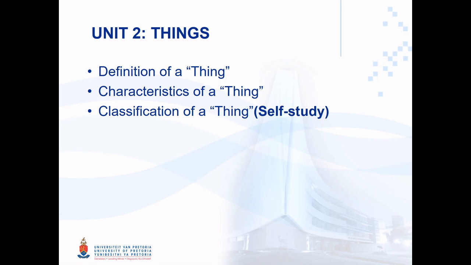Alright, so when looking at the definition of a thing, the question here is whether the legal object qualifies as a thing for purposes of the law of things. And the related question then is, why is it important to determine whether a legal object qualifies as a thing?